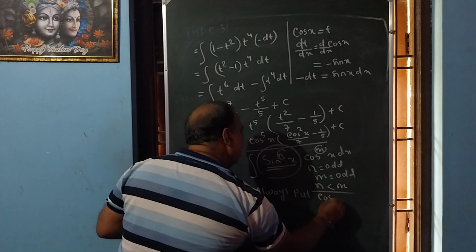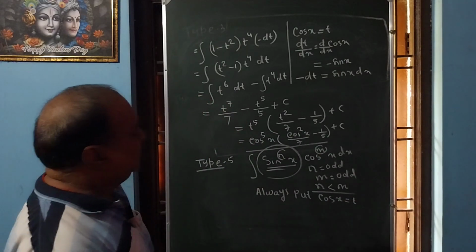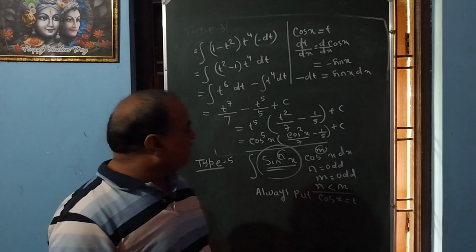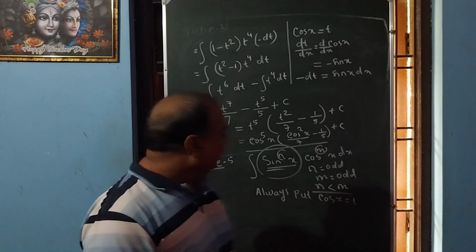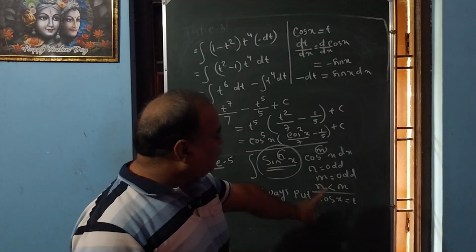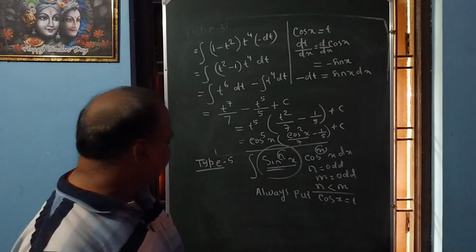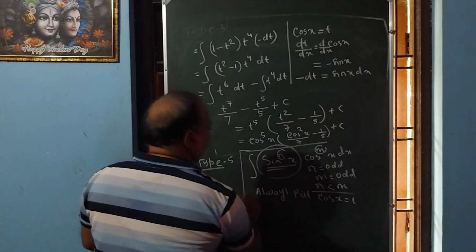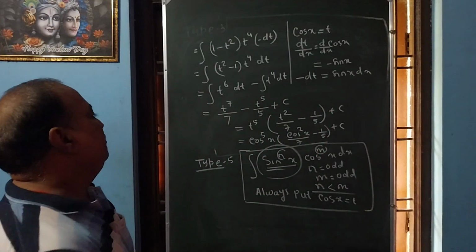cos x is equal to t. This is one case when both are odd, but here the power of n is less than the power of m. In this case, we have to always put cos x is equal to t. This is one type you have to remember, a very important type.